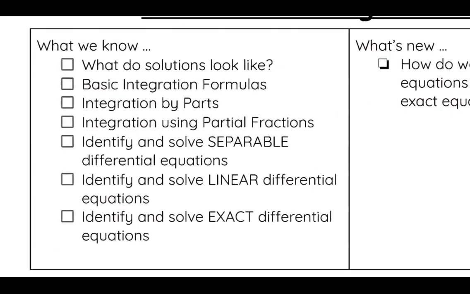And so, as usual, we have our growing list of what we know, okay? And so we have our what do solutions look like? We won't go too much in depth with that. I just want us to understand that we have a lot of different curves to choose from, and that when we have initial conditions, what we're saying is we would like to choose a specific one of those curves, okay? We've talked about basic integration formulas, good old friend u-sub, okay? We're rarely going to do questions that don't have some sort of integration formula like u-sub or integration by parts.